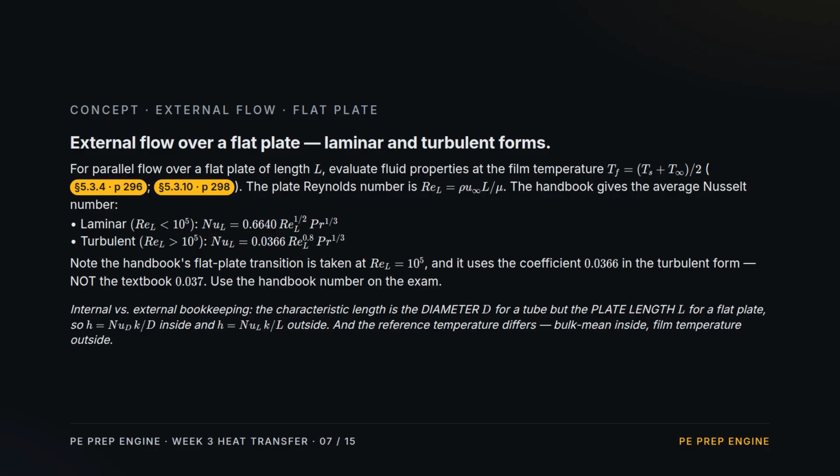Turbulent above 10 to the 5th, 0.0366 times Reynolds to the 0.8 times Prandtl to the 1/3. Note the handbook's transition is at 10 to the 5th, and its turbulent coefficient is 0.0366, not the textbook 0.037.